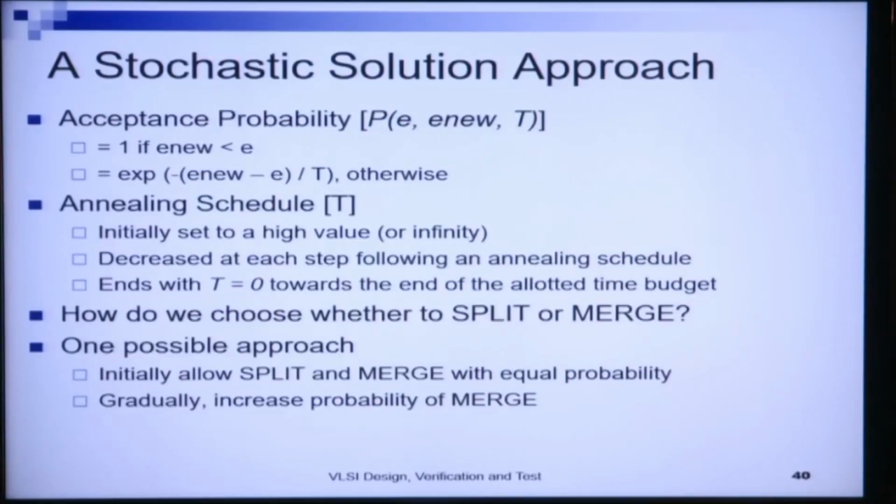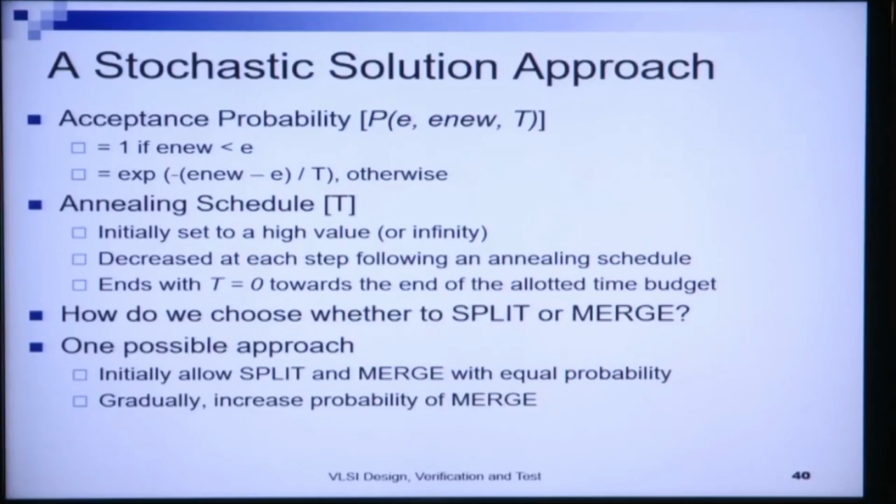And how will the annealing schedule for T, that means how will the temperature, change? Initially the temperature, as I said, is set to a very high value, and it is decreased at each step following an annealing schedule, and it ends at T equals 0 towards the end of the allocated time budget.